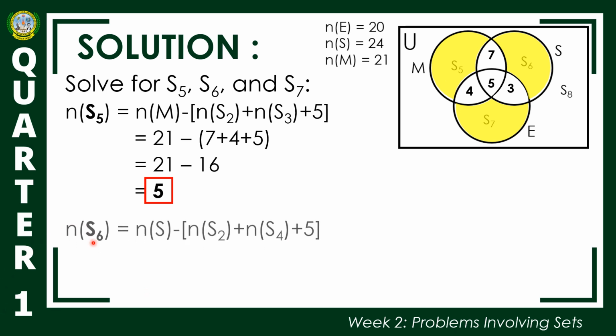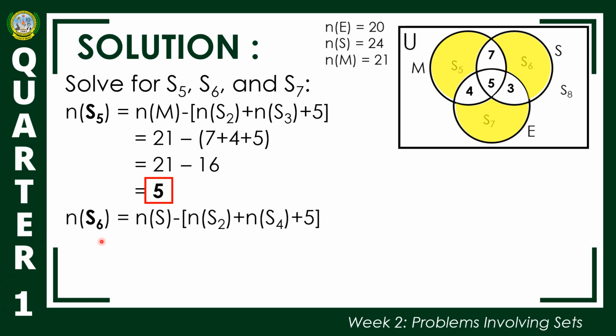Next po ay the number of elements in S sub 6. Ganun din po. So, para makuha po natin yung elements po sa S sub 6, ibabawas po natin yung sum nitong 7, 5, and 3 dun sa total number of elements in S, which is 24 according to the problem. So, that will be 24 minus the sum of 7, 3, and 5. And the sum of 7, 3, and 5 is 15. Therefore, 24 minus 15 is 9. There are 9 elements in S sub 6.